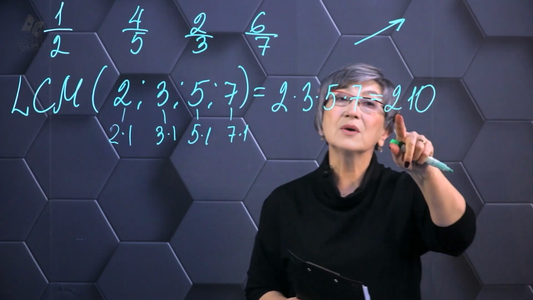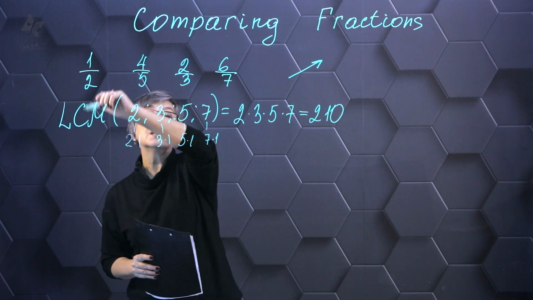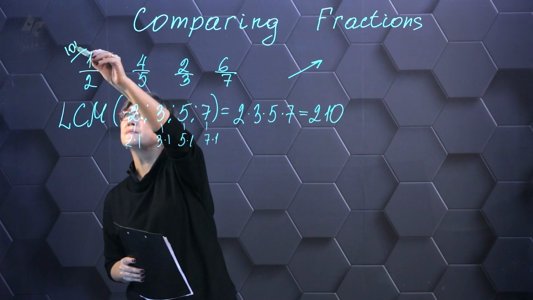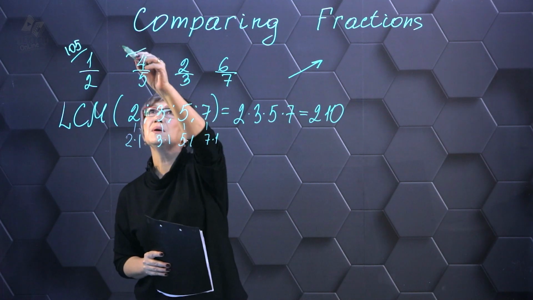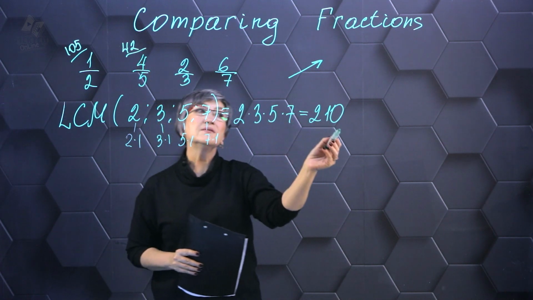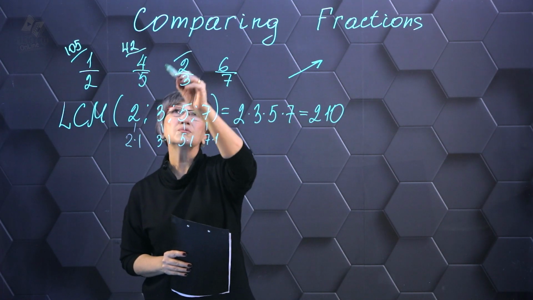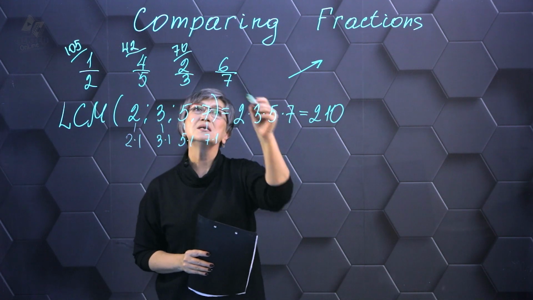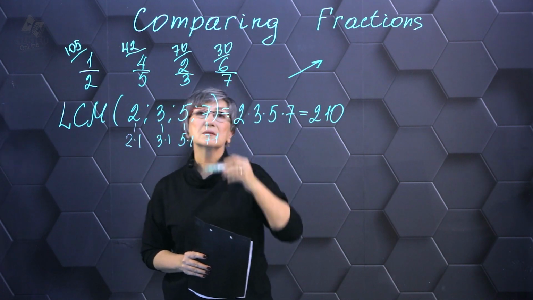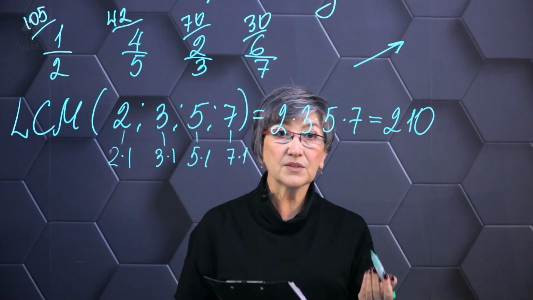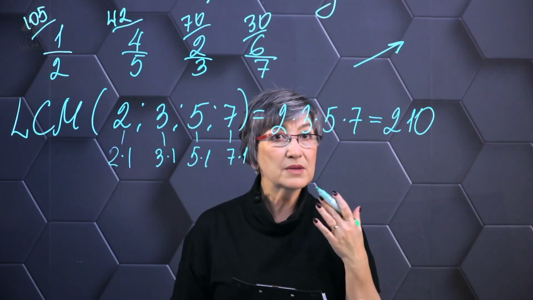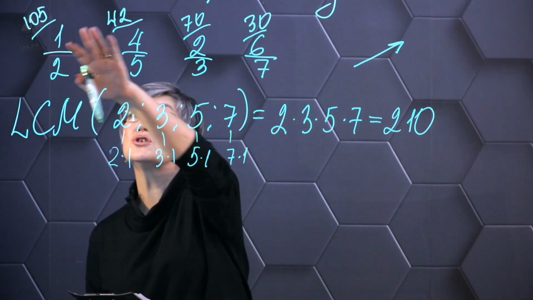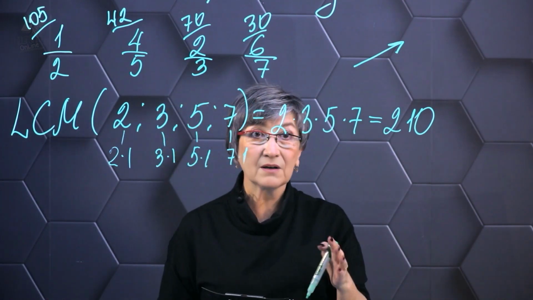So I divide 210 by 2, that's 105. 210 I divide by 5, that's 42. 210 I divide by 3, that's 70. And 210 I divide by 7, that's 30. And now we bring everything to the common denominator, even though we have some big, ugly numbers.